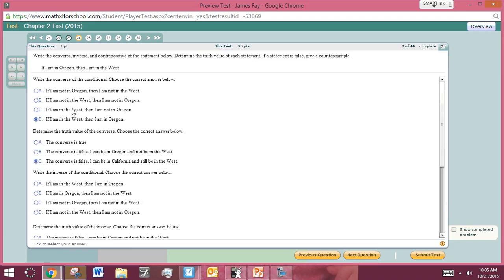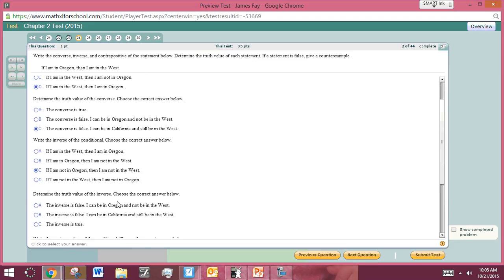Right, the inverse. The inverse, remember, is negating both parts of the original conditional. So if I'm not in Oregon, then I'm not in the West. Okay? So determine the truth value. If I'm not in Oregon, then I'm not in the West. Well, that's false. If I'm not in Oregon, I could be in California.